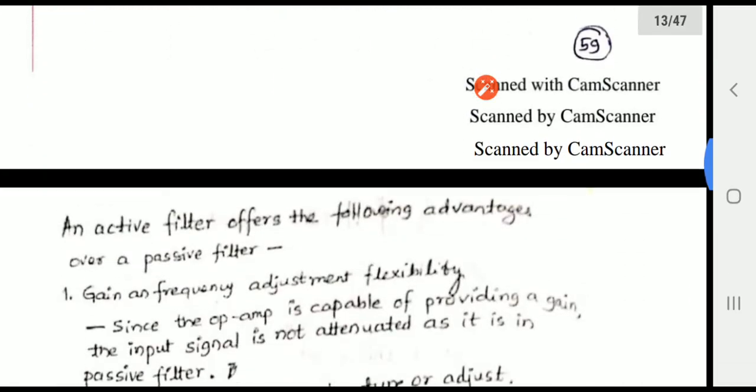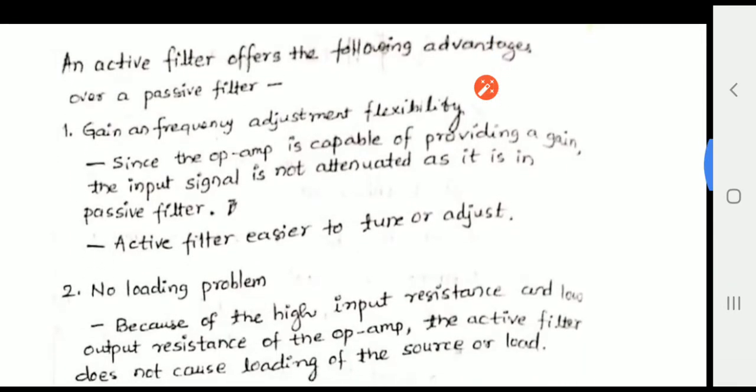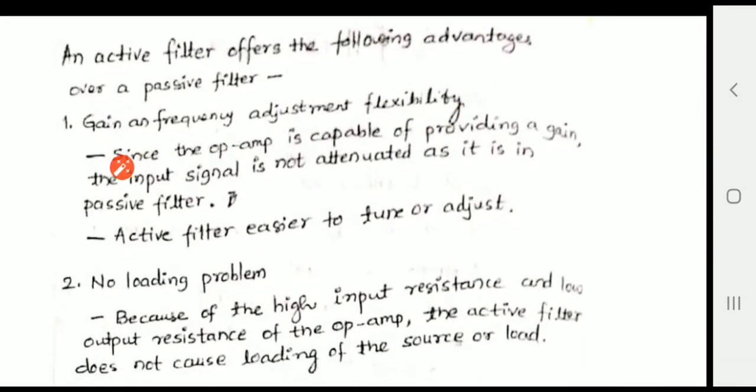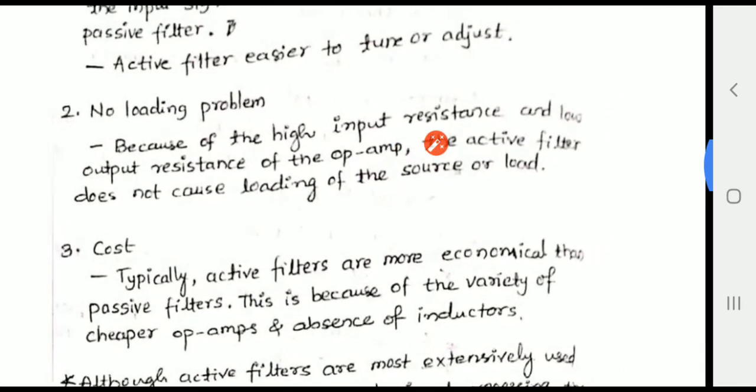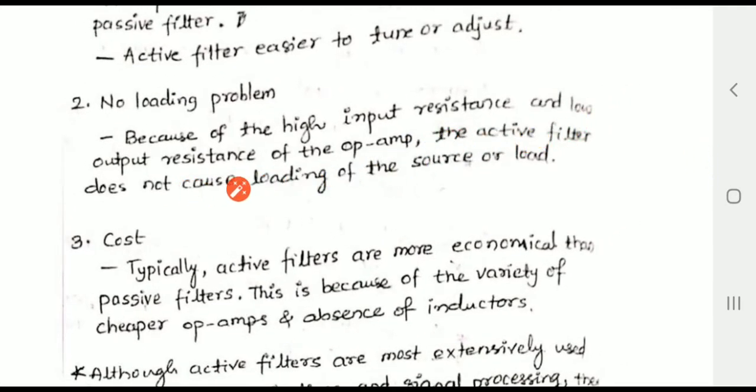Next, there are some advantages. Just go through the advantages. It has gain and frequency adjustment flexibility, which means it is capable of adjusting the frequency using the gain. Next is no loading problem, which means we can load the input signals without any problem. Because of the high input resistance and the low output resistance of the op-amp, the active filters do not cause loading of the source or load. So because of this, there is no loading problem in the frequency components.